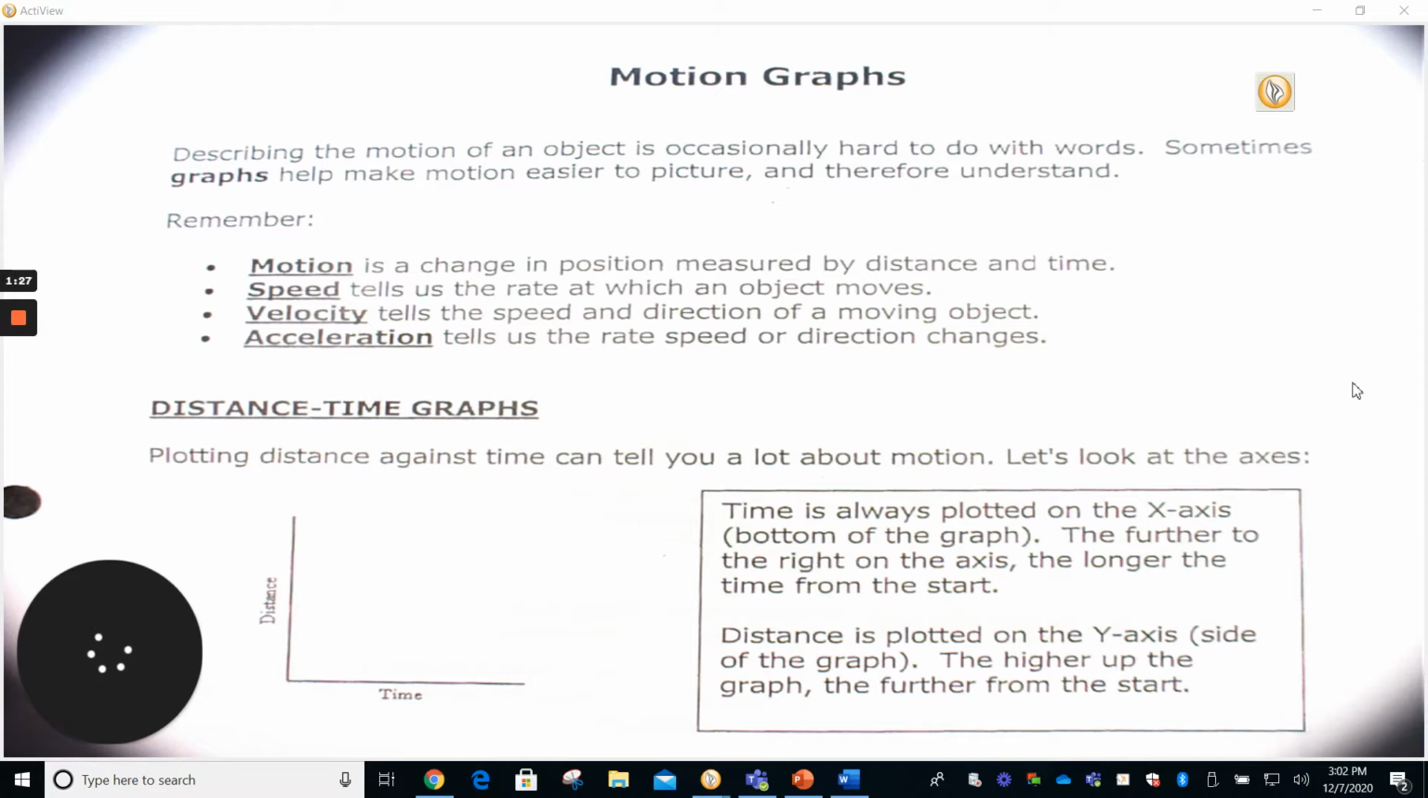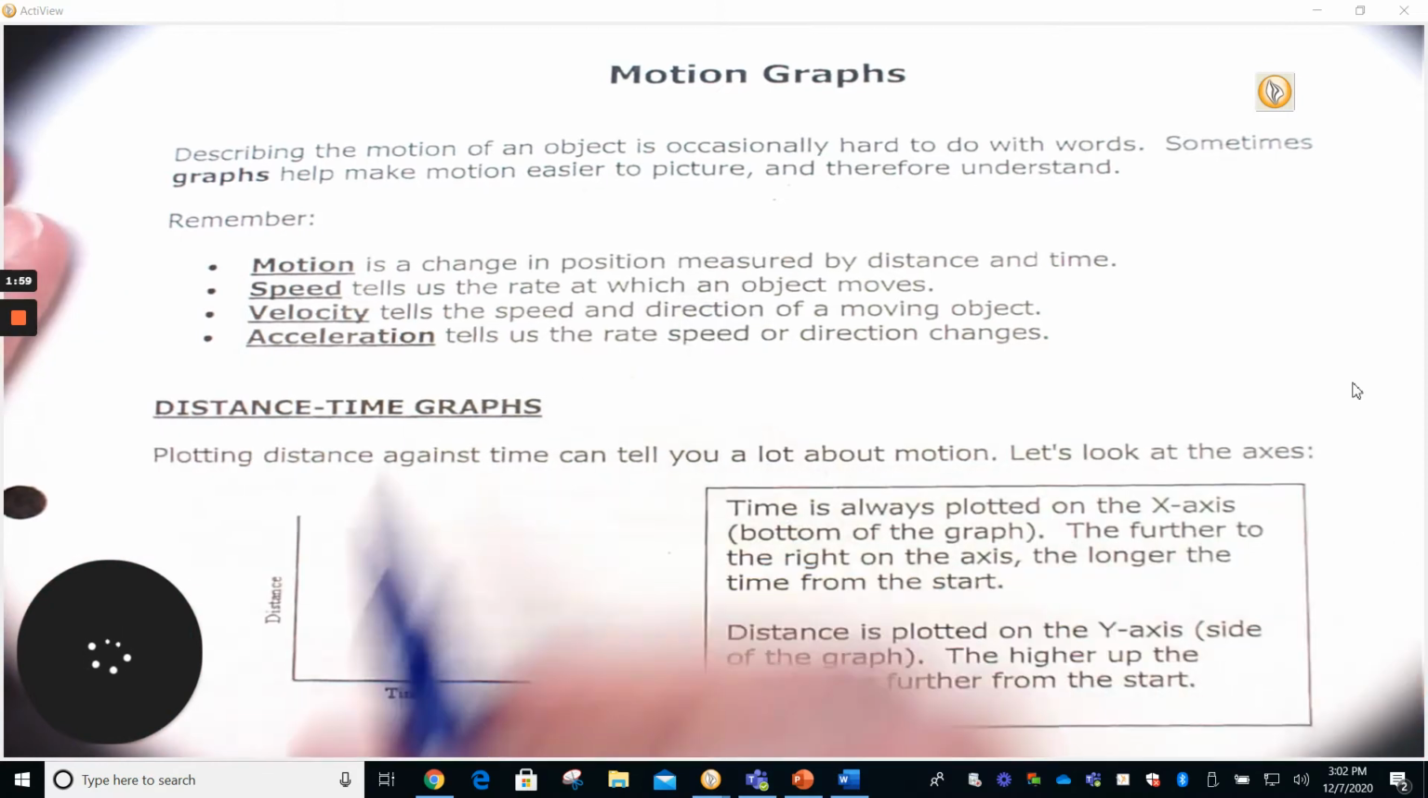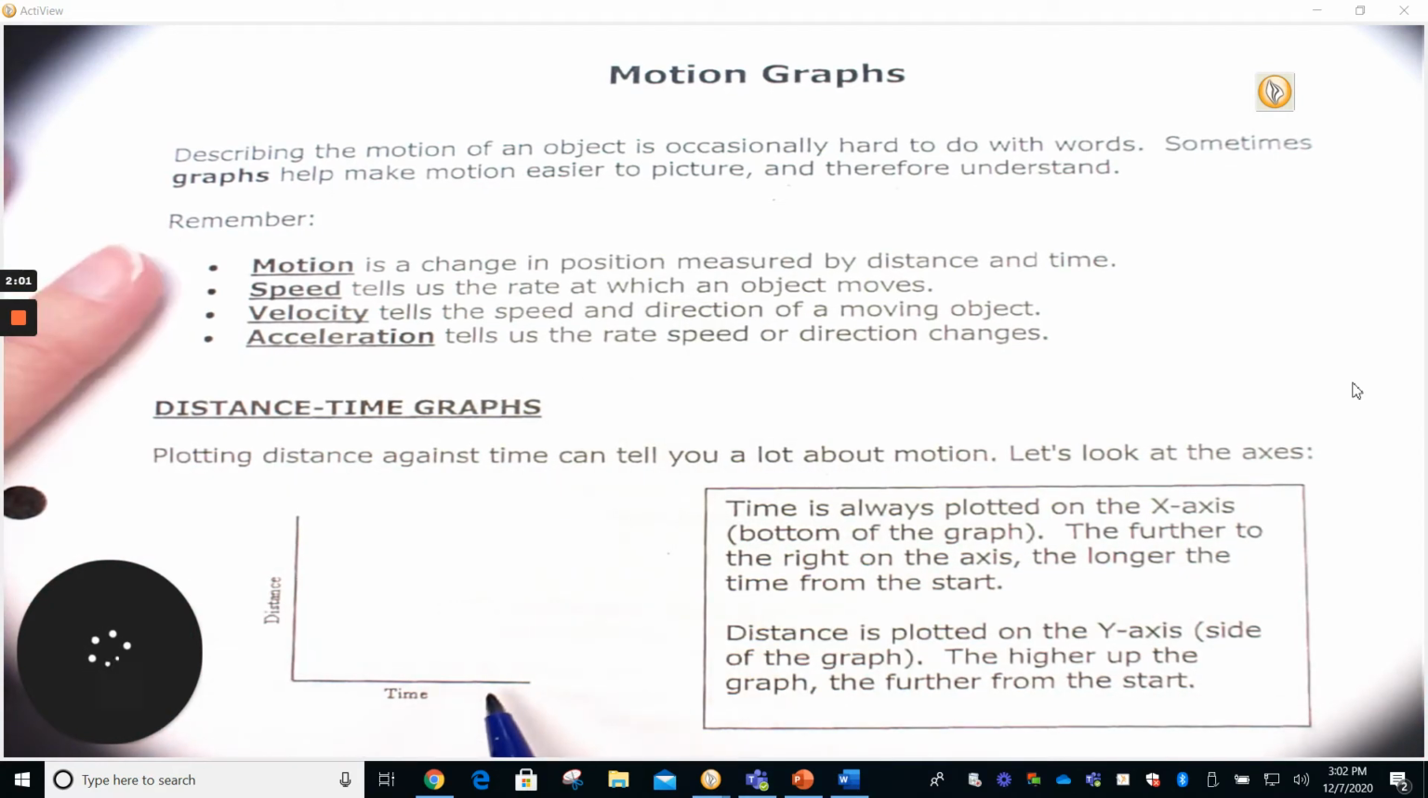So let's look at the axes. Remember whenever we talked about the two different axes? We've got the x-axis, that's the horizontal one. Remember, that's the one where we looked out the window and we saw the horizon line where the sky meets the trees. So we know horizon and horizontal sound a lot alike, and they live on the x-axis, okay? So time is going to be plotted on the x-axis, and that's the one at the bottom that goes side to side. The further right on the axis, the longer the time from the start.